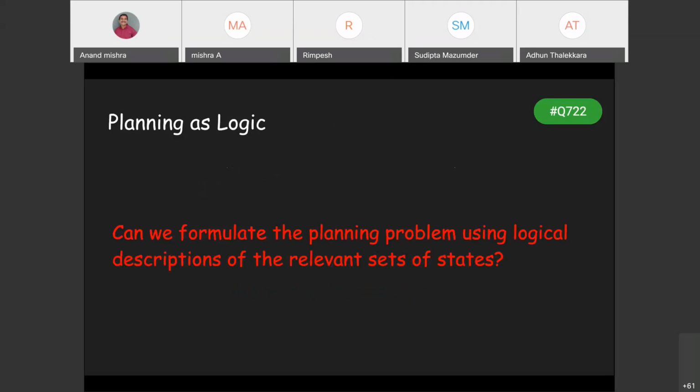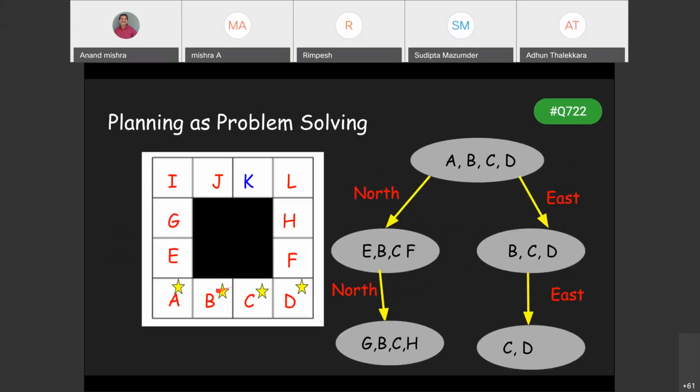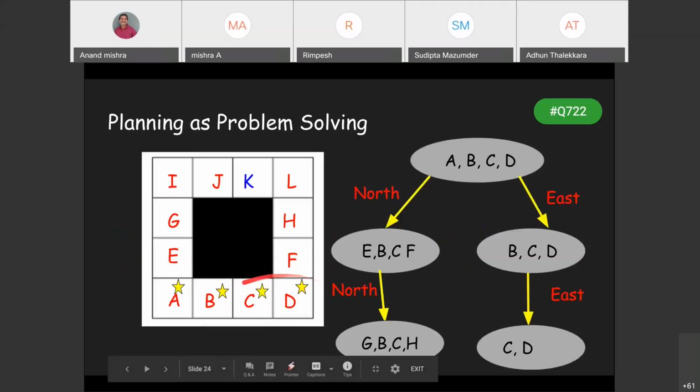So therefore, instead of planning as a problem-solving approach, people move to planning as logic. When I say planning as logic, can we formulate the planning problem using a logical description of relevant sets of states? What does it mean? Let's look into this same example. All these states like A, B, C, D can be represented as one set. They can be clubbed in one logical statement, like they are in row one or something like that.